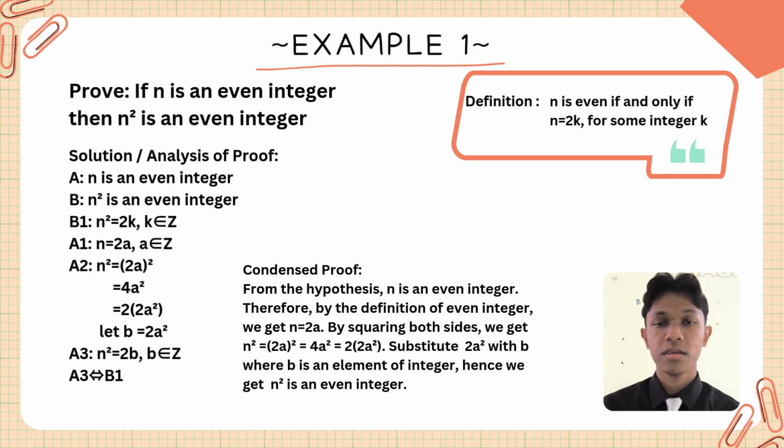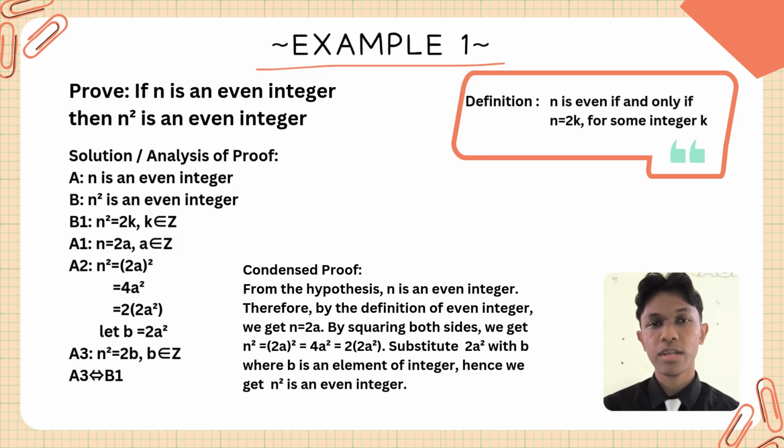Why is it so? When we take a look at the definition for even integer, n is even if and only if n is equal to 2k for some integer k. So what this means is that our n squared is an even integer, so n squared is equal to 2k. k must be an element of integers. Now, our next step is to start doing the forward method.